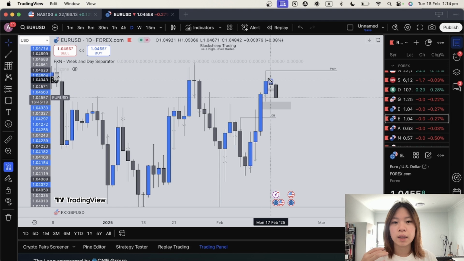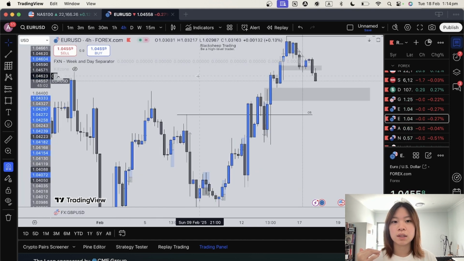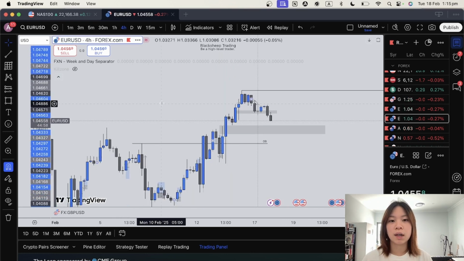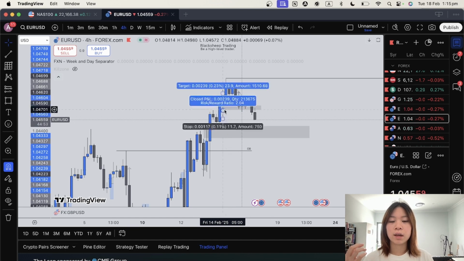I wasn't aiming for the daily fair value gap as a draw on liquidity for yesterday, but at least for yesterday I was more bearish than bullish, just because we have some PD arrays that we can potentially retrace into. And looking at the 4 hour, we can also see that there's actually not much on the 4 hour that can push price higher. So there's no immediate fair value gaps or anything.